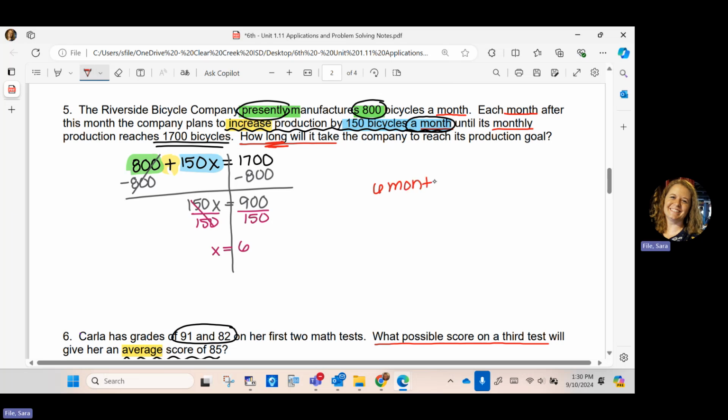You can go back and check by plugging 6 into the equation we wrote. If you wanted to do that in your calculator, you could do 150 times 6 and then add the 800, and it does get you back to the 1,700. So if you plug that 6 in, it checks out, it works. So it would take us 6 months to get to that production rate.